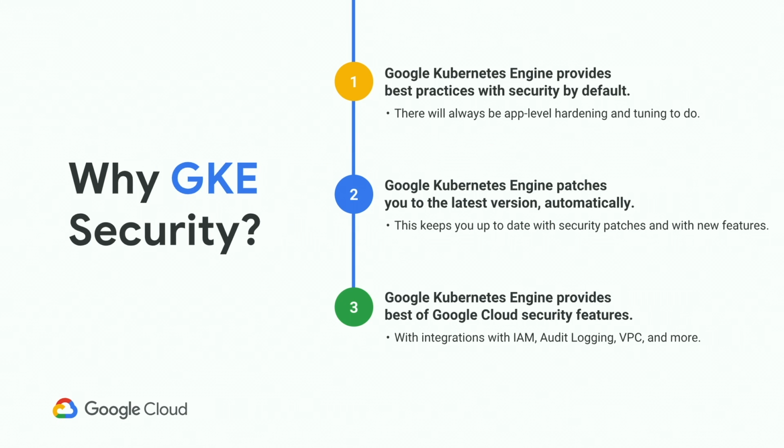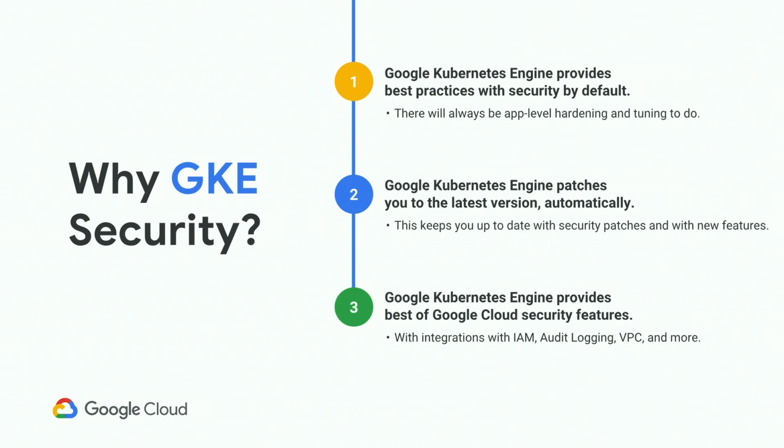Now, on GKE specifically, obviously, we think we have great security and great network security here. So GKE provides best practices with security by default. There's always going to be app-level hardening for you to do, but more and more things are being built into the platform by default. You can check out our hardening guide online for what we'd recommend you do beyond what's already there. Things like network policy being shipped as part of GKE core has been true for several versions now.